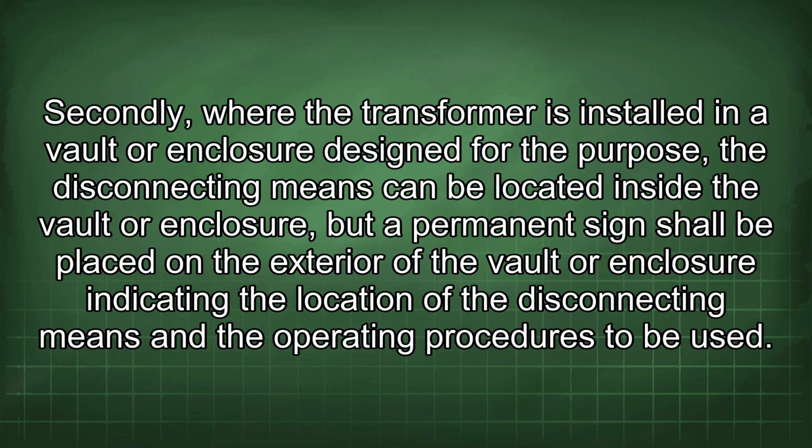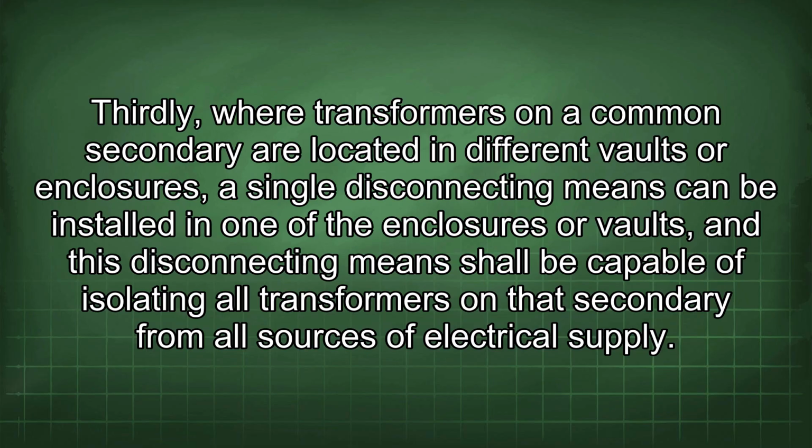Secondly, where the transformer is installed in a vault or enclosure designed for the purpose, the disconnecting means can be located inside the vault or enclosure, but a permanent sign shall be placed on the exterior of the vault or enclosure indicating the location of the disconnecting means and the operating procedures to be used. Thirdly, where transformers on a common secondary are located in different vaults or enclosures, a single disconnecting means can be installed in one of the enclosures or vaults, and this disconnecting means shall be capable of isolating all transformers on that secondary from all sources of electrical supply.